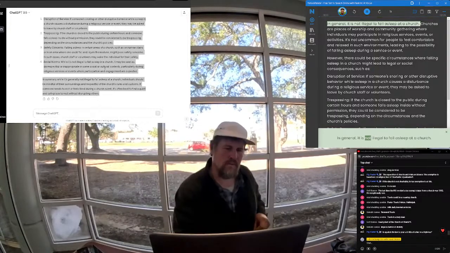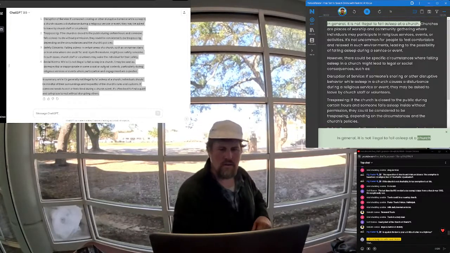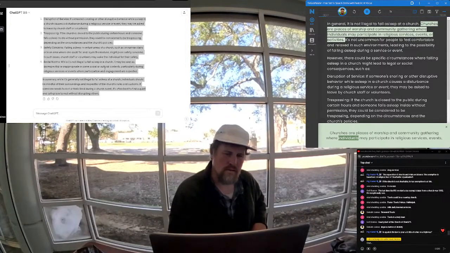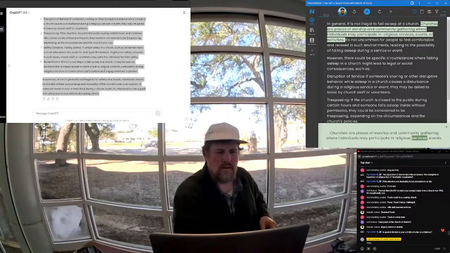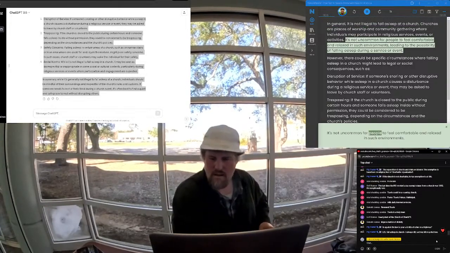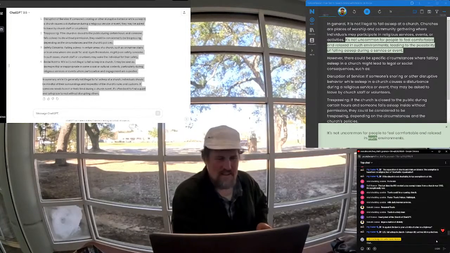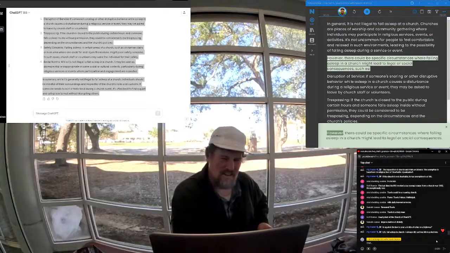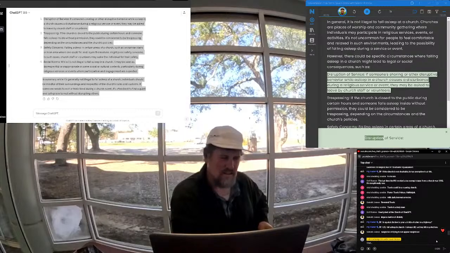In general, it is not illegal to fall asleep at a church. Churches are places of worship and community gathering where individuals may participate in religious services, events, or activities. It's not uncommon for people to feel comfortable and relaxed in such environments, leading to the possibility of falling asleep during a service or event. However, there could be specific circumstances where falling asleep in a church might lead to legal or social consequences, such as disruption of service.